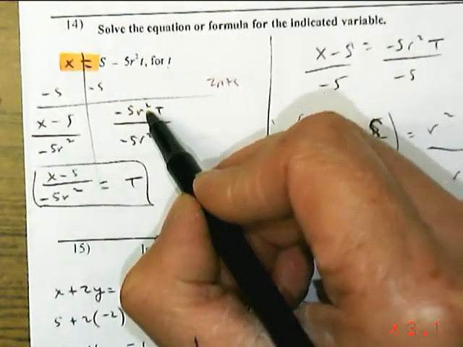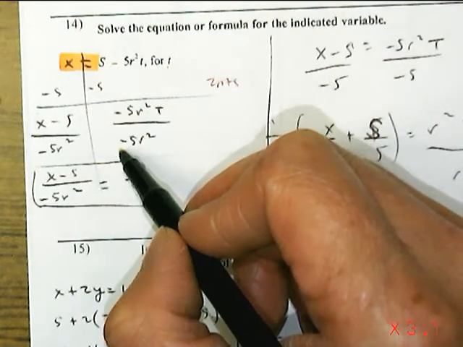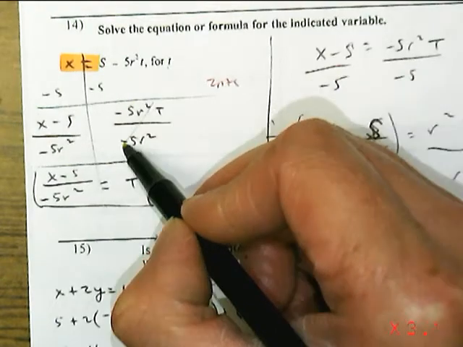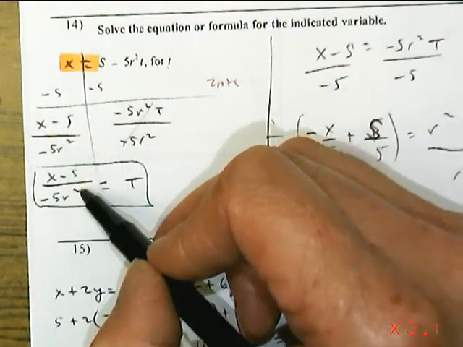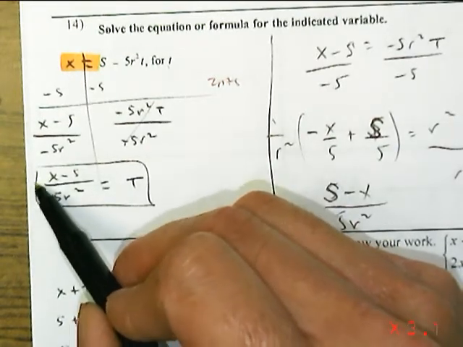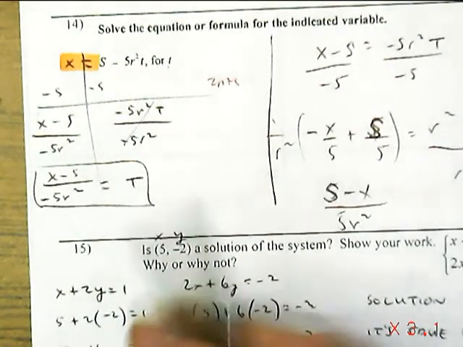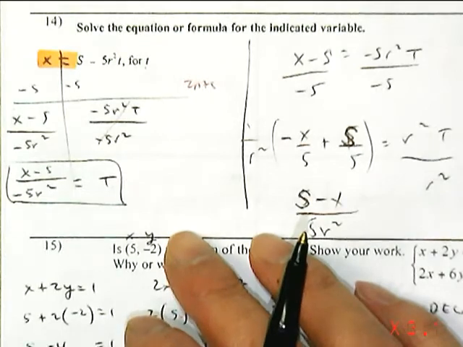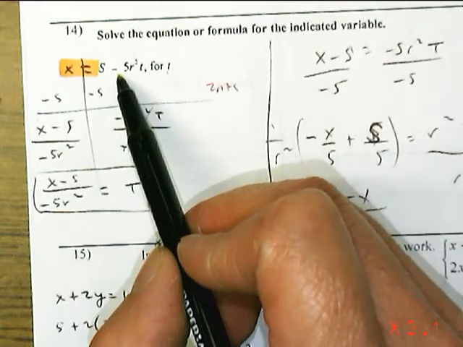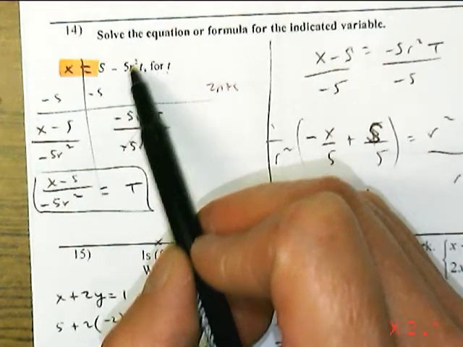Here, each of the math operations is multiplication, so I'm going to divide by negative 5r squared on both sides. This is all eliminated. You're just left with t equals x minus s divided by negative 5r squared, or the negative sign should be out here. Here's another explanation of some of the work. A lot of students try to add 5r squared t here, but you can't do that because there's multiplication there. The opposite of that is division.